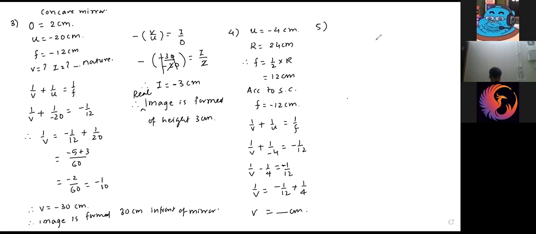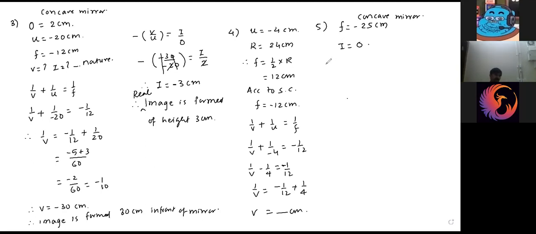नेक्स्ट वाला और easy है. And at what distance from a concave mirror of focal length 25 centimeter. Focal length दिया है minus 25 centimeter. Why? Because it is a concave mirror. So that the size of image is equal to the size of object, तब हमारा I is equal to O.